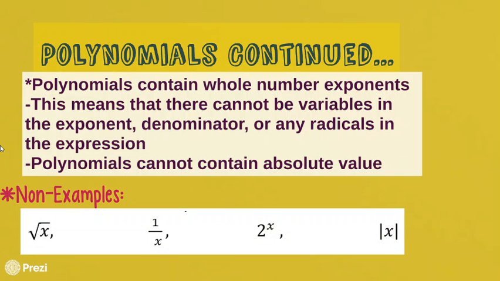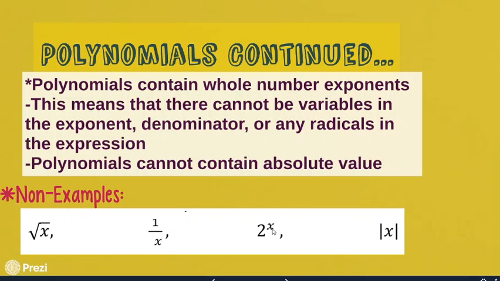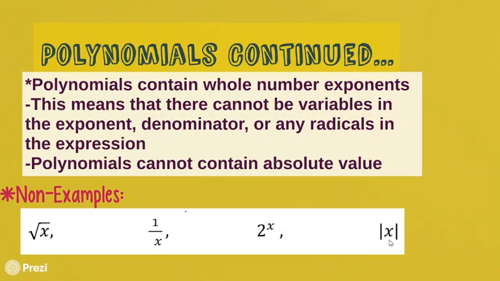So these are things that are not polynomials. So we have a radical symbol, so definitely not a polynomial. We have a variable that is in the denominator, so that is definitely not a polynomial. Okay, this one has a variable in the exponent. Again, that is called an exponential, so not a polynomial. And this final expression right here has absolute value symbols. So it is definitely not a polynomial. So these are all things that are not polynomials.